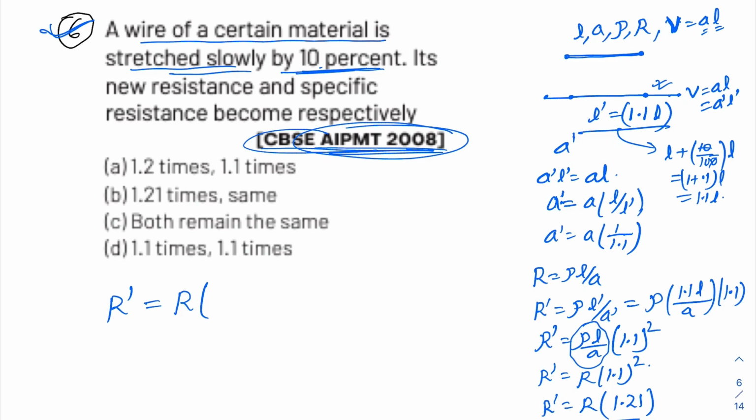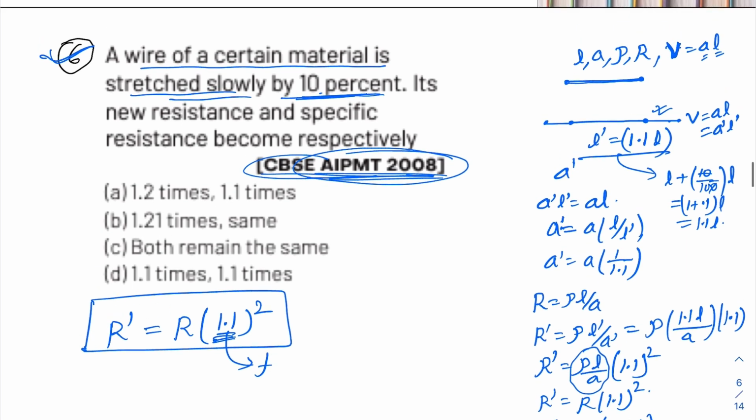That is, the factor by which your length is increased, take its square, and that will give you R dash. So here the question asks, what will be the new resistance? It will be 1.21 times.